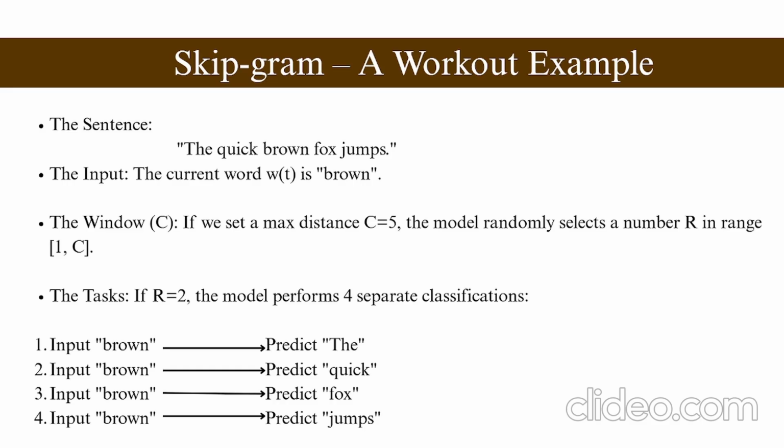Input brown is predicting the words the, quick, fox, and jumps. By forcing the vector for brown to be a good predictor for all these different neighbors, the model ensures that brown captures a multifaceted meaning that reflects the common usage in language.